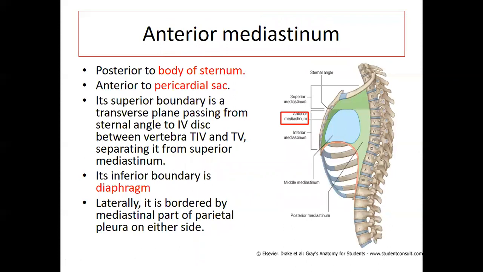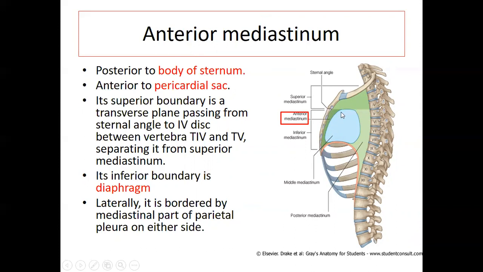So we have discussed the structures present in the posterior mediastinum. Now we're going to the anterior mediastinum. The anterior mediastinum is located posterior to the body of the sternum, so in front here we have the body of the sternum. Behind the body of the sternum we have the anterior mediastinum, and it is also located anterior to the pericardial sac. Behind the anterior mediastinum, we have the pericardial sac.